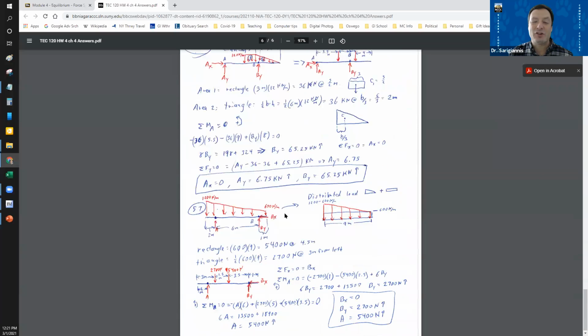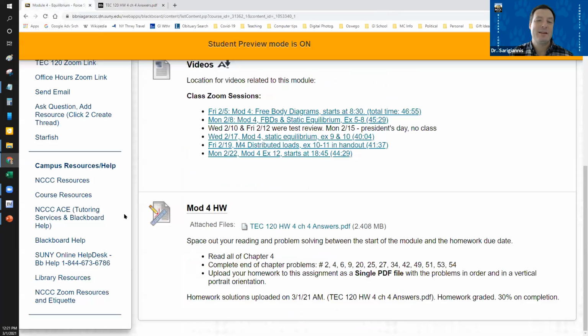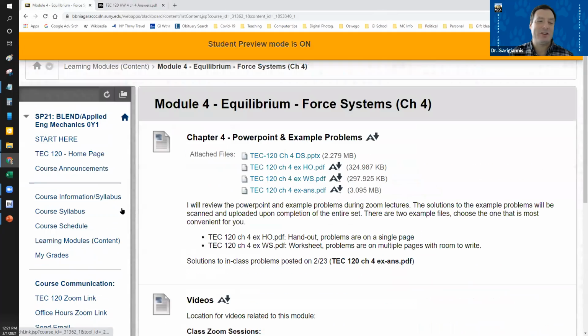Otherwise, oh, this answer key has an extra problem in here which I didn't assign. I just left it off. So if you see this and you get confused why there's a 57, it wasn't assigned. All right, so that's mod 4 homework. Let's go back to mod 5 then.